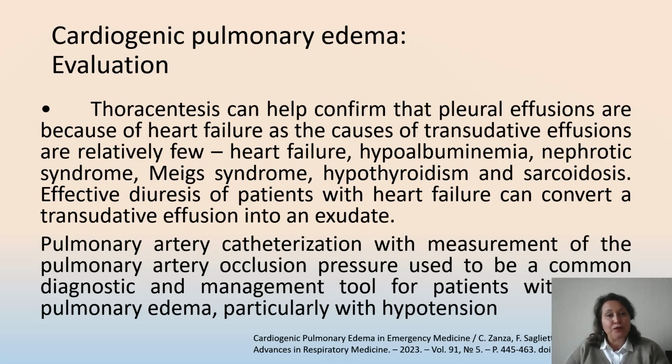One more method of evaluating a patient with cardiogenic pulmonary edema is thoracentesis, which helps confirm and differentiate whether pleural effusions are because of heart failure. The causes of transudative effusions are relatively few: heart failure, hypoalbuminemia, nephrotic syndrome, myxedema, hyperthyroidism, and sarcoidosis. Effective diuresis of a patient with heart failure can convert a transudative effusion into an exudate.